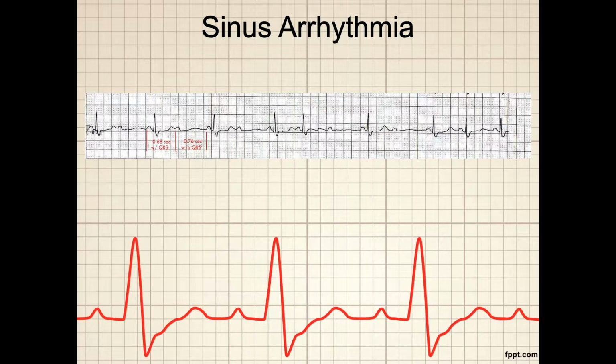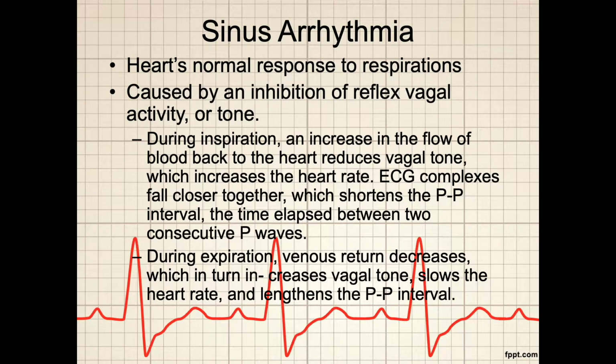In our last episode, we discussed how there were times where normal sinus rhythm could have a slight variability in the regularity. This is an example where that regularity becomes notable, and we call this also a sinus arrhythmia. This is because it is the heart's normal response to respirations, and it is caused by an inhibition of reflex vagal activity, or tone.